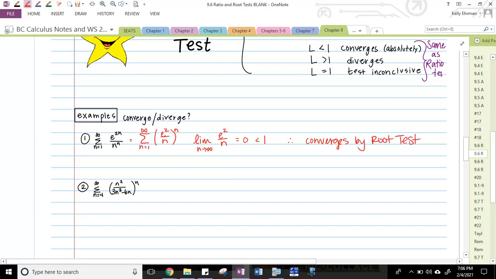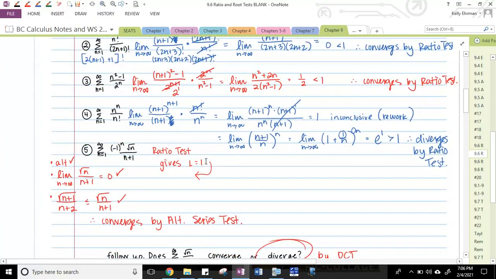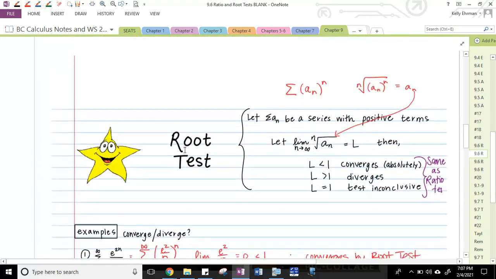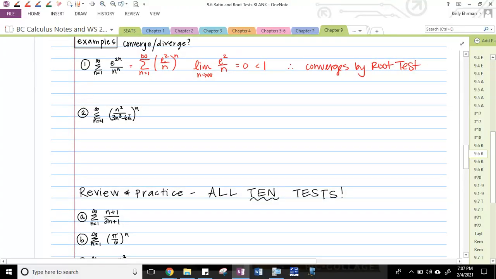The difference between the root test and the ratio test: in the root test, I can rewrite this whole thing to the n power, and in the ratio test, sure, some things are written to the n power, but not everything, numerator and denominator, had a power of n on it. That's the difference. Number 2, a whole big thing raised to the n power. All right, so I don't have to rewrite it, I can get right to the limit. The limit as n approaches infinity of n squared over 3n cubed minus 6n. That's bottom heavy. Its limit is 0, less than 1. Again, converges by root test.